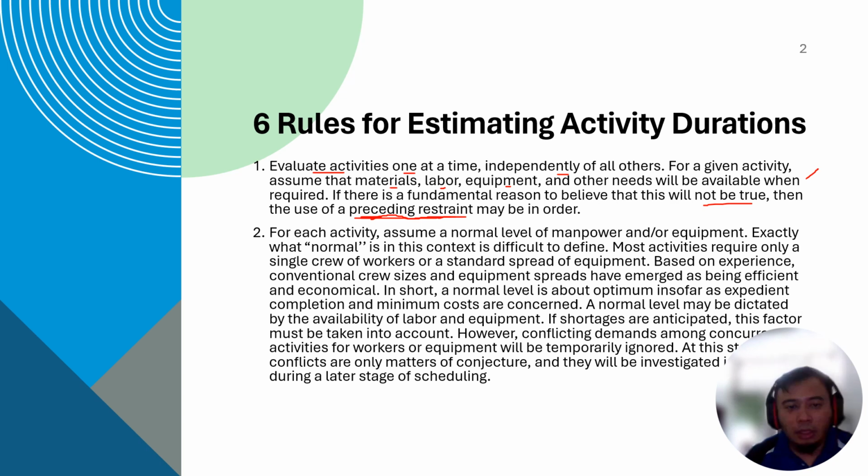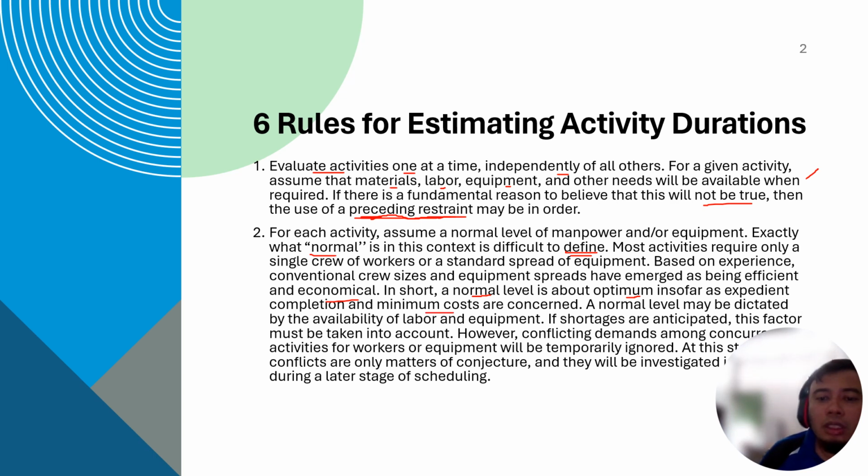The second one, for each activity, assume a normal level of manpower and or equipment. What normal means in this context is difficult to define. It's hard to define. Most activities require only a single crew of workers or a standard spread of equipment. Based on experience, conventional crew sizes and equipment spreads have emerged as being efficient and economical. So in short, the normal level is about the optimum amount of labor and equipment as far as expedient completion and minimum cost are concerned.